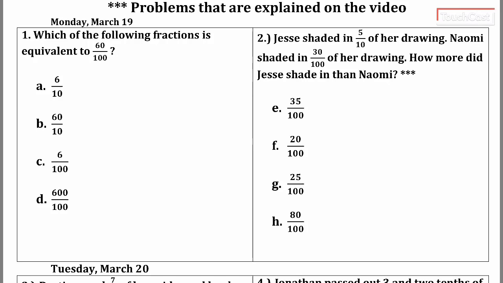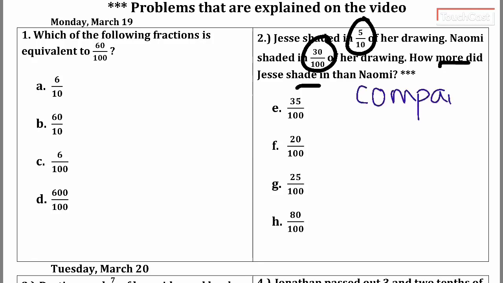Alright, let's go ahead and get started with number 2. Jessie shaded in 5/10 of her drawing. Naomi shaded in 3/100 of her drawing. How much more did Jessie shade in than Naomi? If it's asking me how much more, it's telling me that I need to compare. To compare means to subtract. I'm trying to see who has more, who has less. So I'm going to put Jessie first because we know Jessie shaded more.